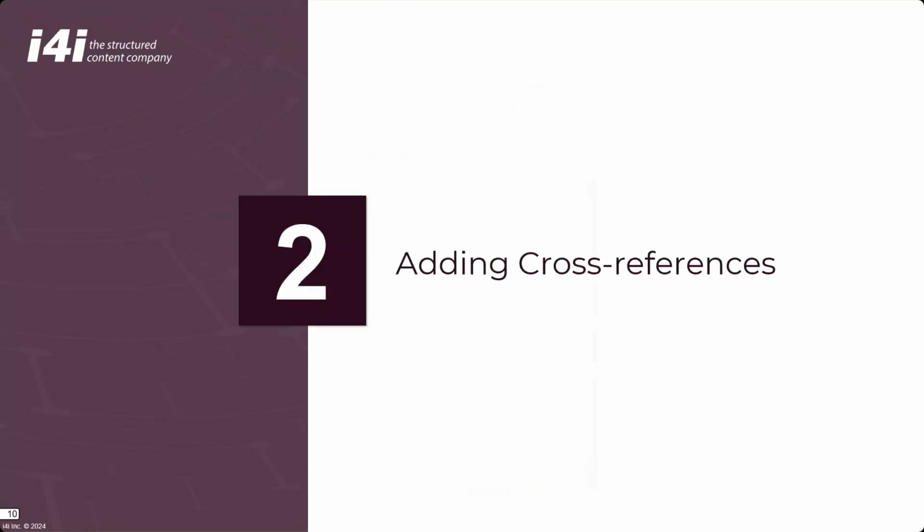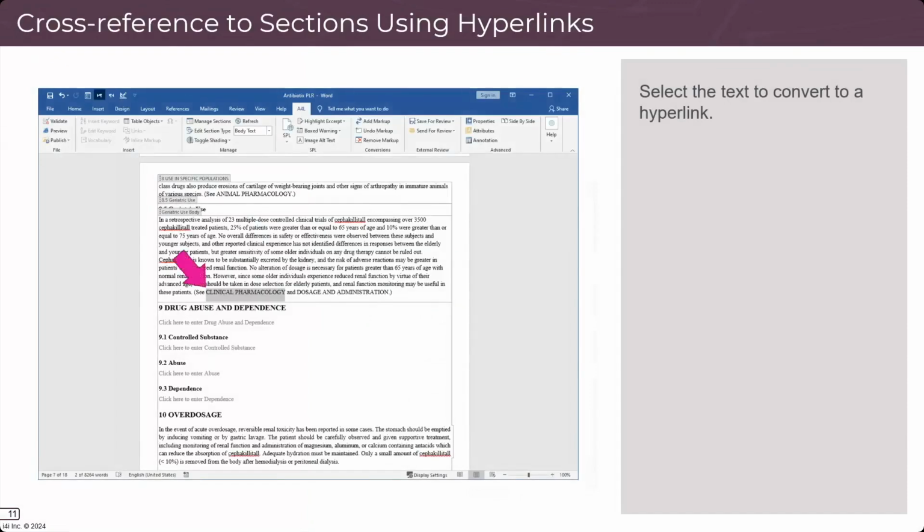Let's now move on to adding cross-references. So cross-references can be inserted in a number of different ways, and we find that using hyperlinks for cross-references works the best. To insert a cross-reference to a section using a hyperlink, select the text to apply the cross-reference to. Then click Links and select Hyperlinks.